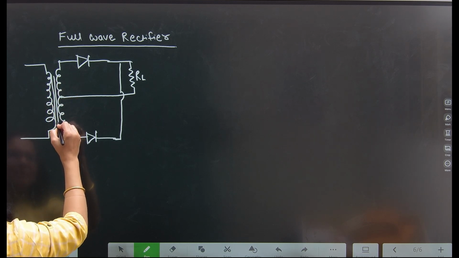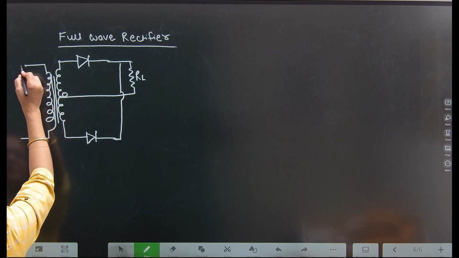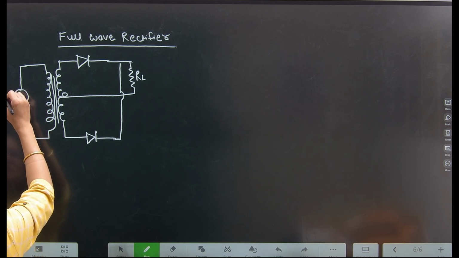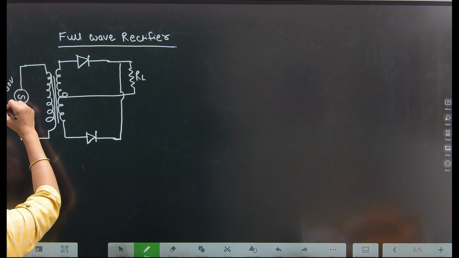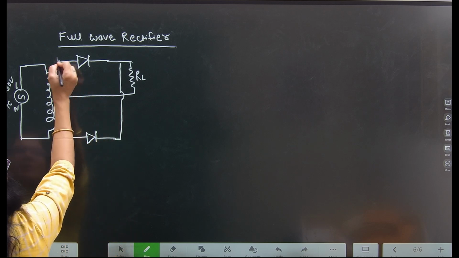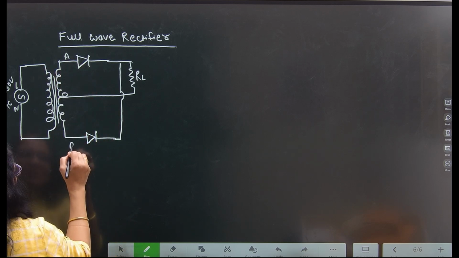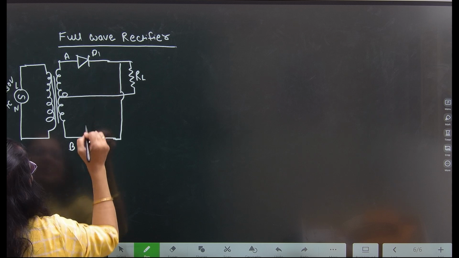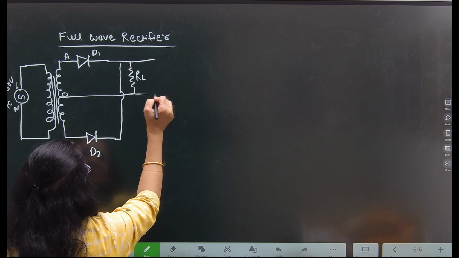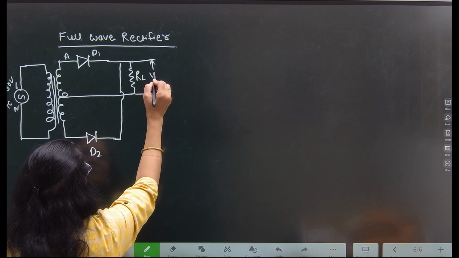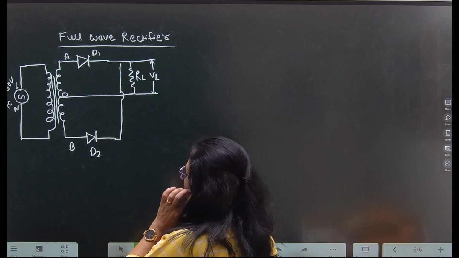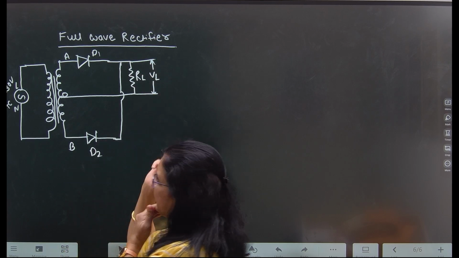Here again the center tap transformer. This is named as O. 230 volt AC supply, again L and N, A terminal and B terminal. Diode D1 and diode D2. Load resistor. Across the load resistor the voltage is VL. This is the circuit diagram for full wave rectifier.